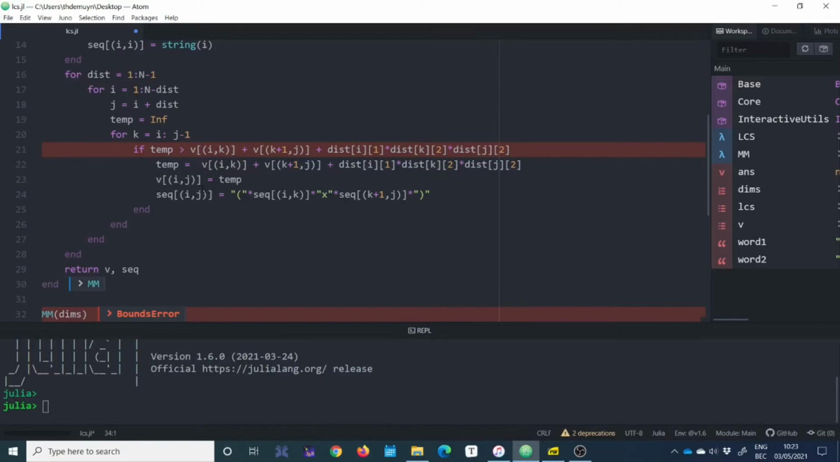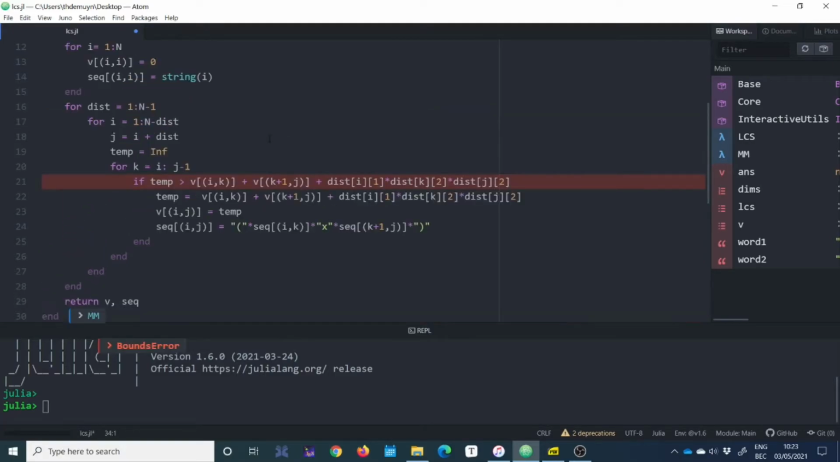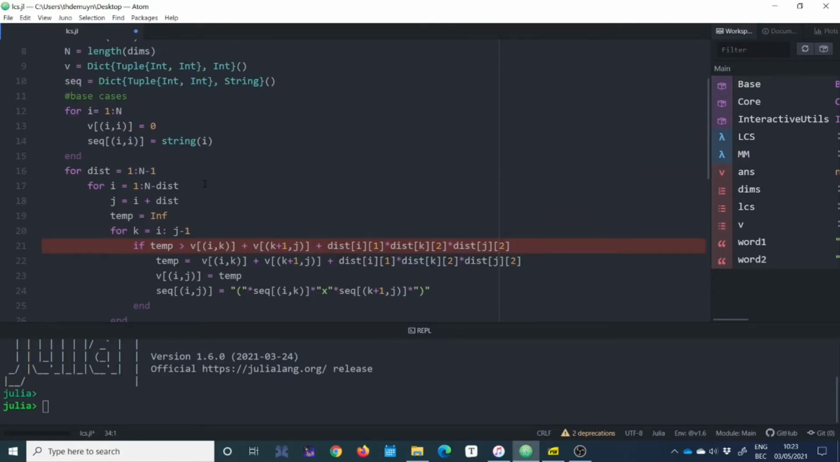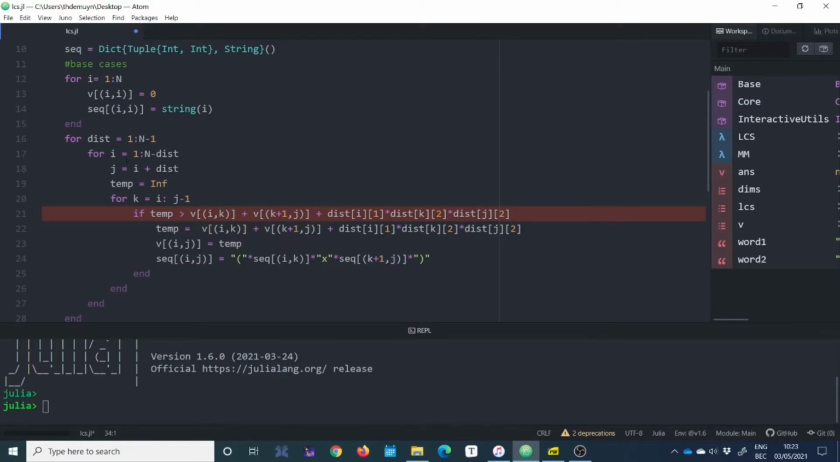So we have a bounds error. So what's the problem here?